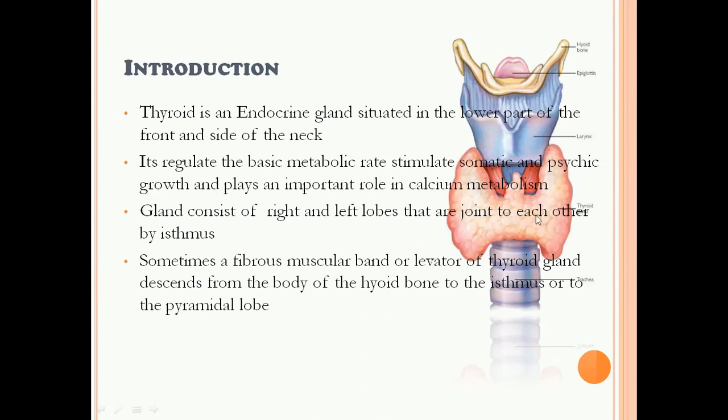Sometimes a fibrous muscular band, called the levator glandulae thyroideae, is seen. The small triangular projection is what we see here.